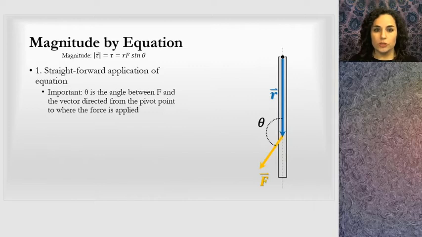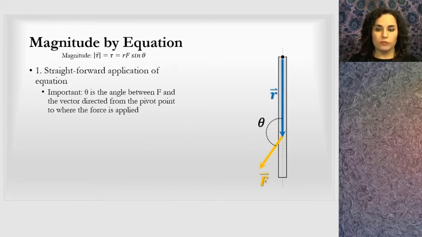The first way to do it is to just straightforwardly use the equation. Find what r is, the length of r, find what the value of F is, and figure out the angle between them. To me, this is the straightforward application, and if you can find that theta value, you're good to go. Okay? And it's pretty easy in most situations.